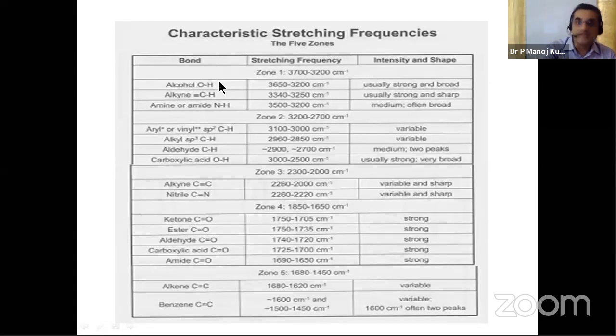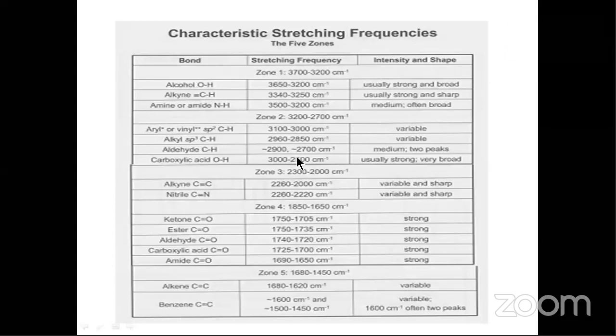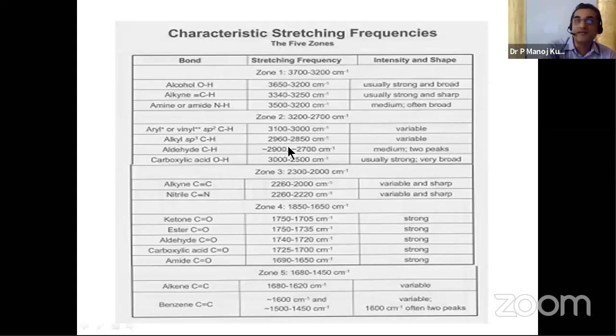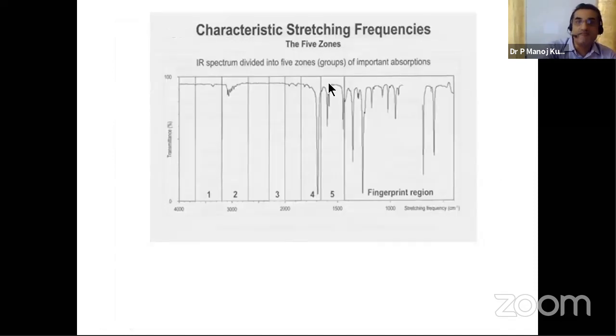Yes. So alcoholic OH, you see, is occurring at a higher wave number, whereas carboxylic acid OH is coming at a lower wave number. See the difference. Both are OH, but one is seen in zone 1, another in zone 2. Similarly, you go for zone 3. Very few bands, only 2 bands most probably.